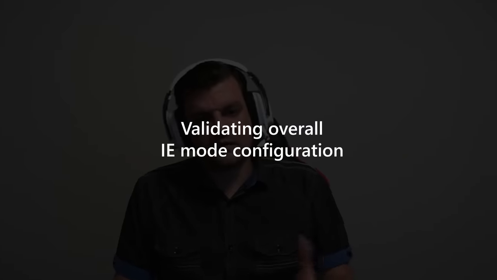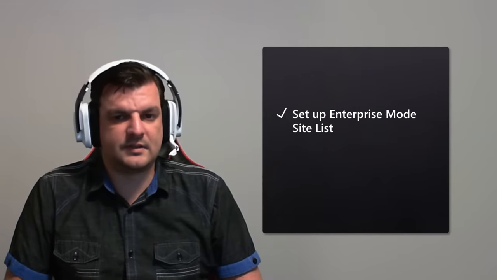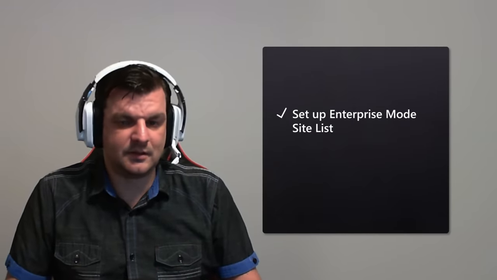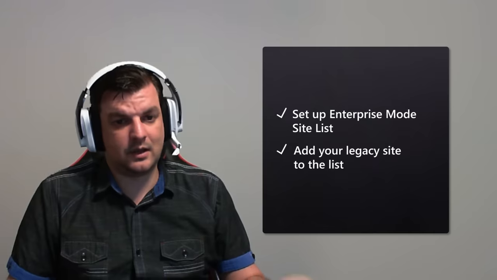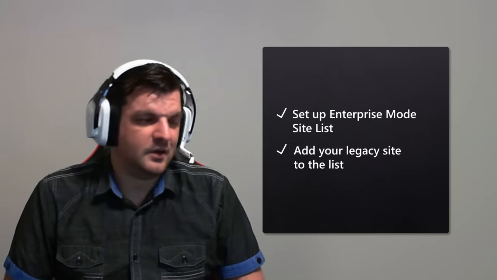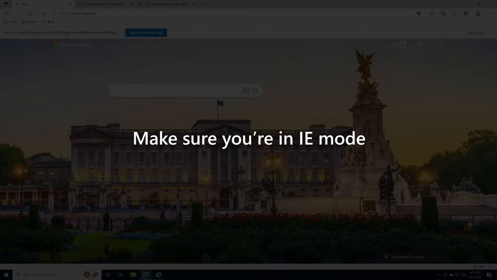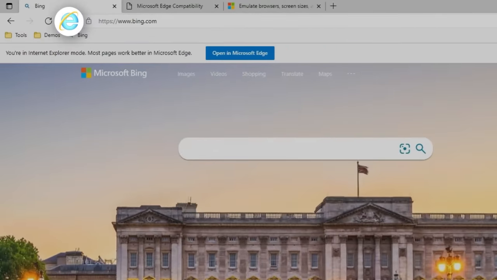All right, so let's say you have a legacy web app. You know it requires IE. You go through the process of setting up your initial IE mode site list, you add that legacy site to the list, and it still doesn't work. First off, check the address bar to see if you're in IE mode to begin with. If you see the Internet Explorer E, the page is in IE mode. If not, something is likely wrong with either the overall IE mode configuration or the specific site list entry for that particular domain.